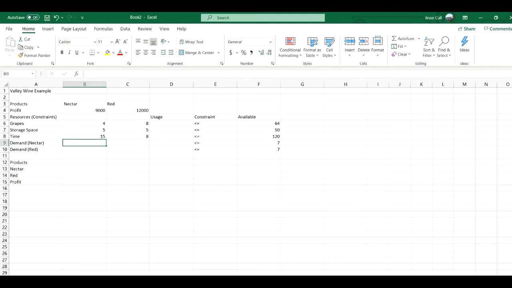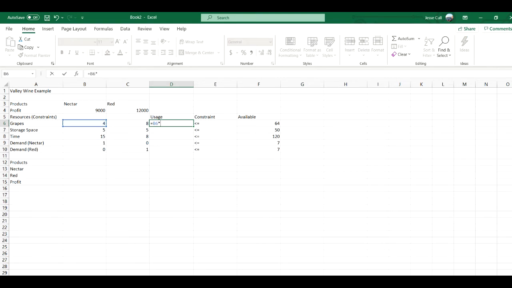Now, in this situation, because we're looking at demand, we want to know how many total we're producing. So we make this 1 and 0, 0 and 1. All of the relevant information has now been added. The next step is we have to calculate our actual usage. And how do you calculate usage of grapes? Very simply, it is the amount of grapes per nectar times the total of nectar that we make, plus the amount of grapes per red times the total amount of red that we make.